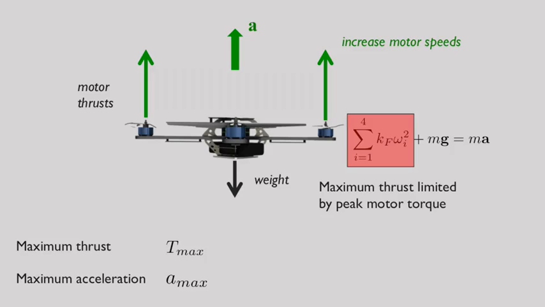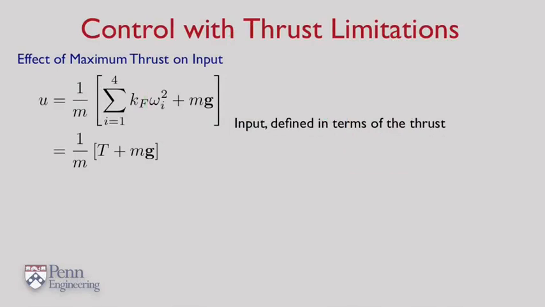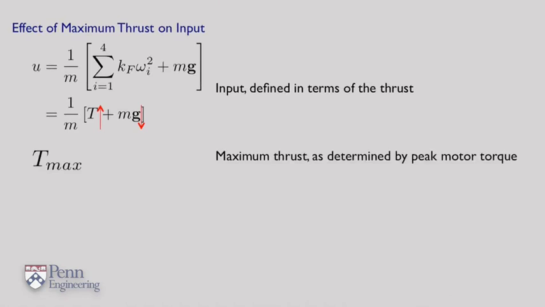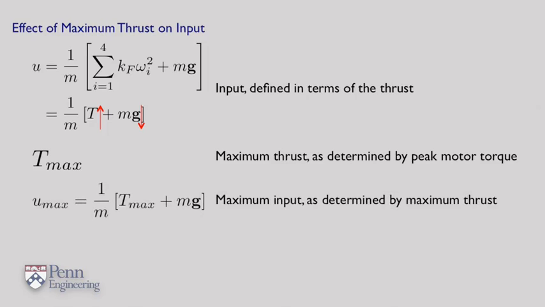If you look at that model, U, the control input, is now determined by the sum of the motor thrust and the weight. And of course, this has to be a vector sum. You have to remember that the thrust points in the opposite direction to the weight. Assuming you know what T max is, you can calculate U max by simply taking the maximum thrust and adding it to the weight. Again, remember that the thrust is in the vertical direction pointing up, the weight is in the vertical direction pointing down. And you really need to take the vector sum to get U max.